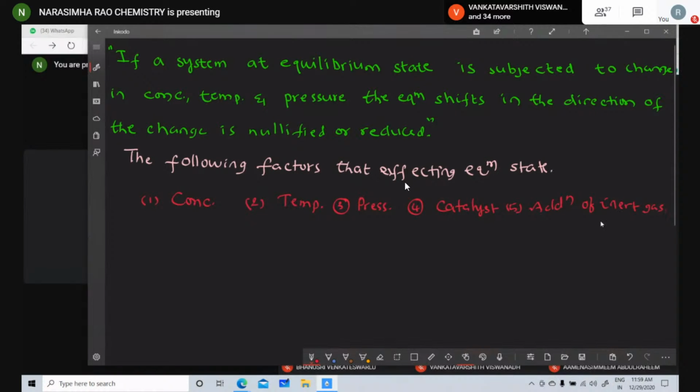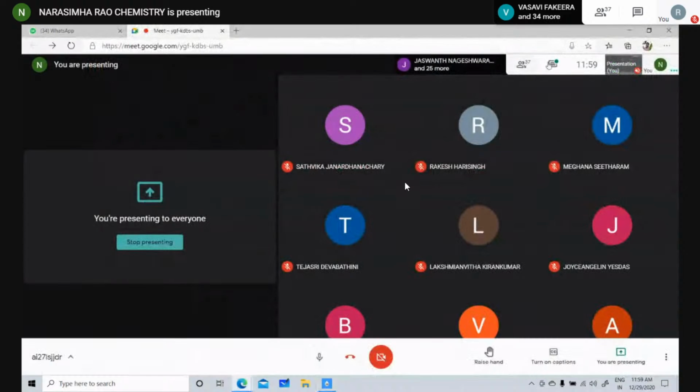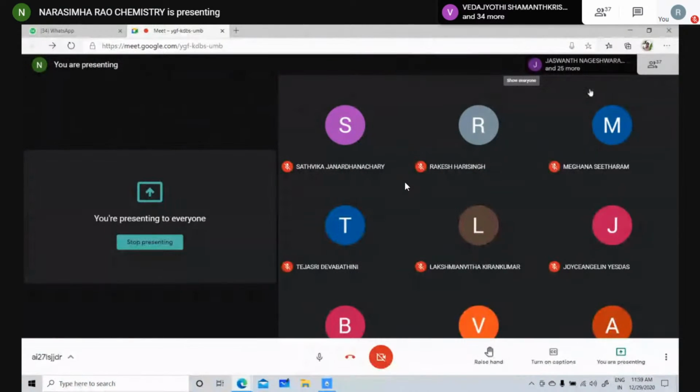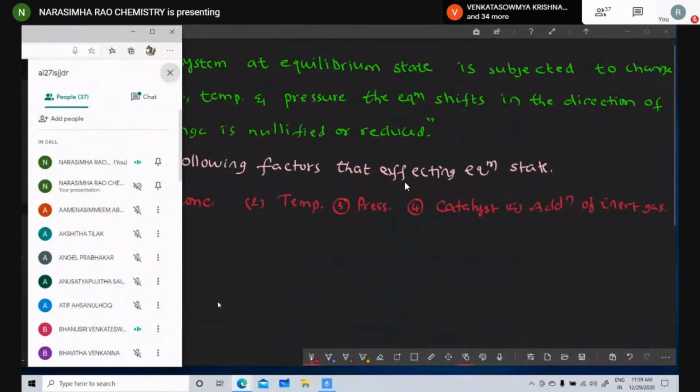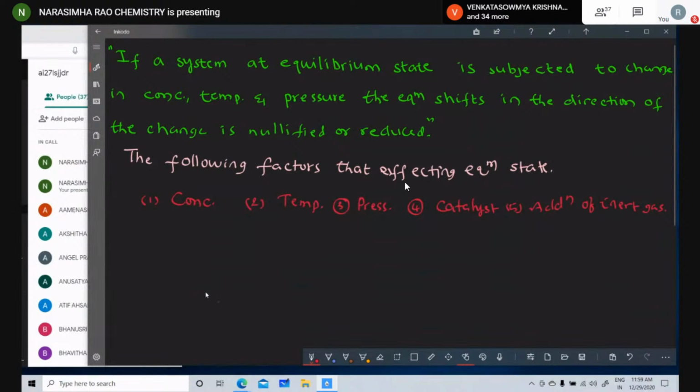Banu, tell me, what did you understand about the Le Chatelier principle? Definition, sir. State is subjected to change in concentration, temperature, and pressure. The equilibrium shifts in the direction of the change is nullified or reduced. Yes. Okay, na?